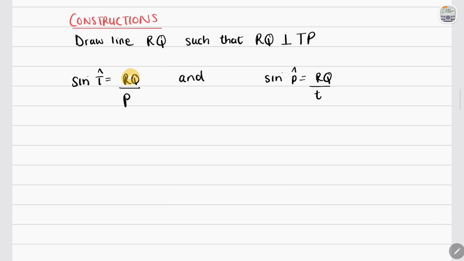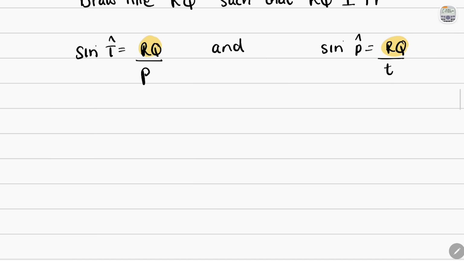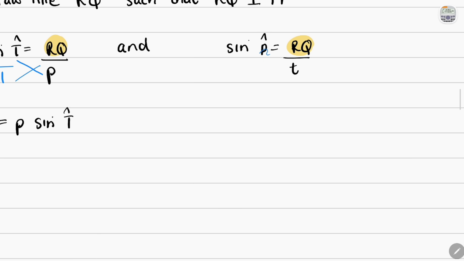Now that we have that, do you see something interesting about these two equations? They both have RQ. So why don't we make RQ the subject here and RQ the subject here, and then see what happens when they are equal to each other? We can cross multiply: put this over 1 and then cross multiply. That gives you RQ is equal to P sine angle T. Same thing on this side, which has a denominator of 1. You cross multiply and you get RQ is equal to T sine angle P.